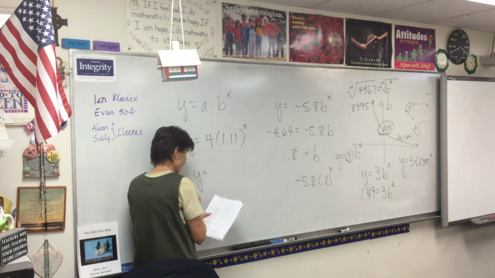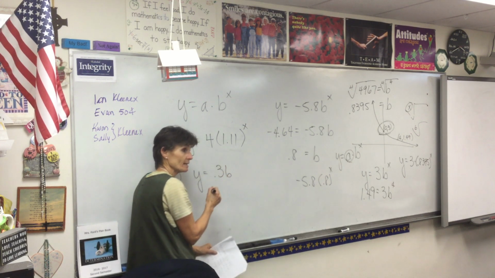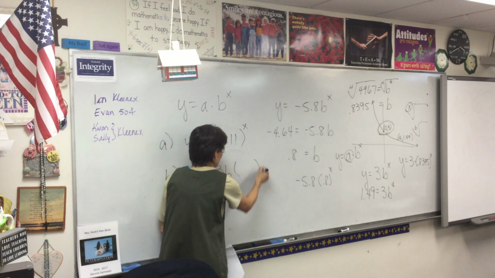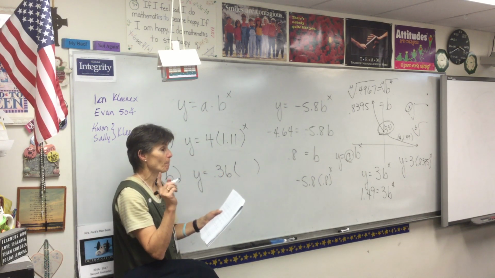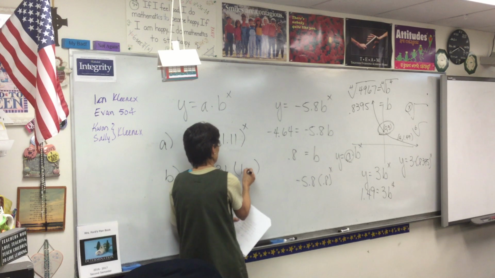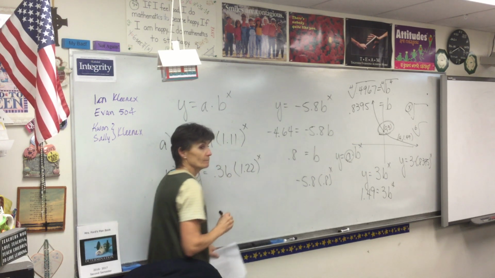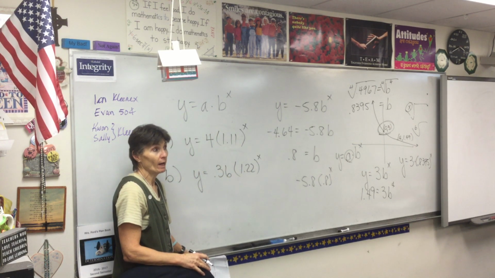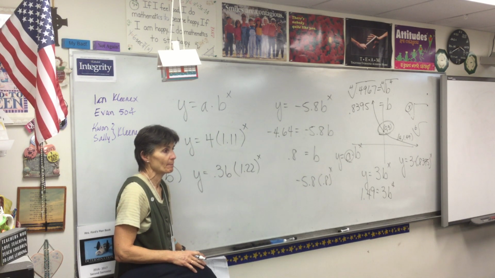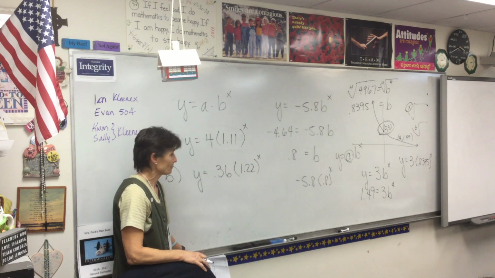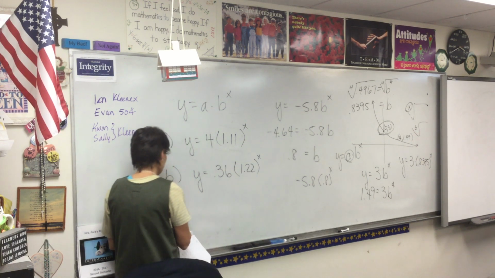Now what would be the answer to B? y equals 0.36 times, I'm increasing 22%, 1.22. Is it always going to be 1 point something? It is. Well, unless you're increasing like 200% or something, then it is bigger than that. But normally, yes. All right, C.